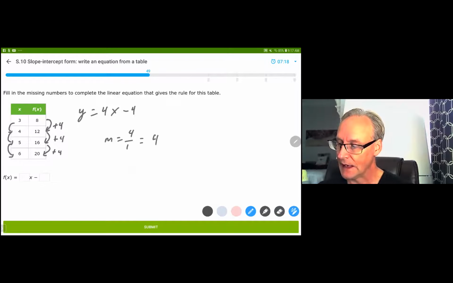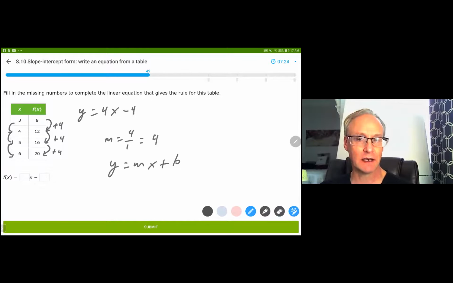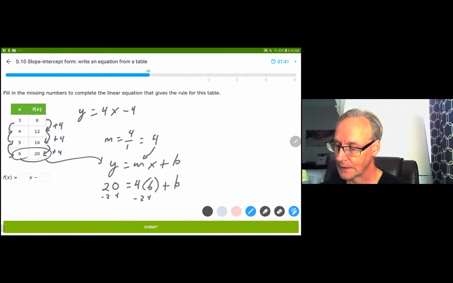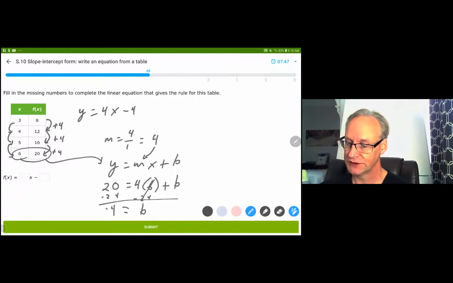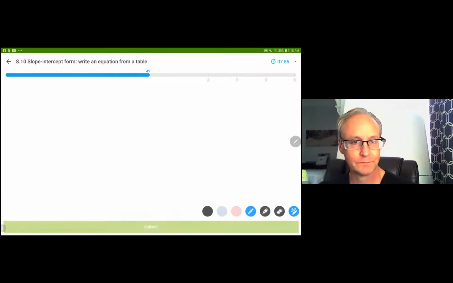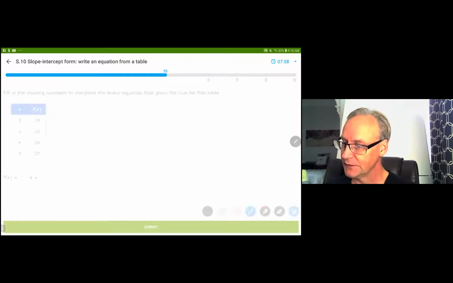Well, we know that y equals mx plus b, and you need to pick a point. It does not matter which one. I'm going to pick the last one in this case. So I'm going to put the 20 in, and m is 4, and x is 6. And we're going to subtract the 24 from both sides. And of course, b is by itself on that side, and it's equal to -4, which is the same as subtract 4. So we've got 4x minus 4. Sorry, kind of probably over-explained, but there you have it.